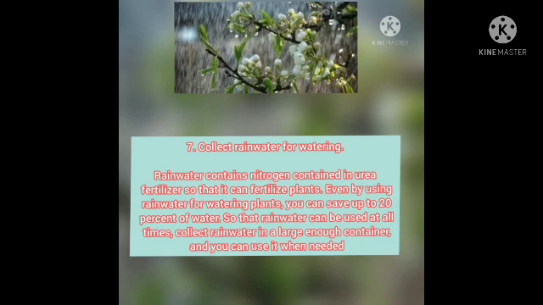7. Collect rainwater for watering. Rainwater contains nitrogen contained in urea fertilizer so that it can fertilize plants. Even by using rainwater for watering plants, you can save up to 20% of water, so that rainwater can be used at all times. Collect rainwater in a large enough container and you can use it when needed.